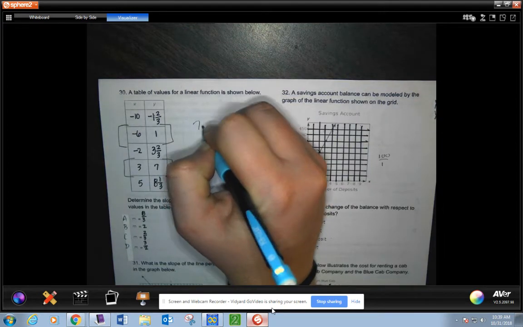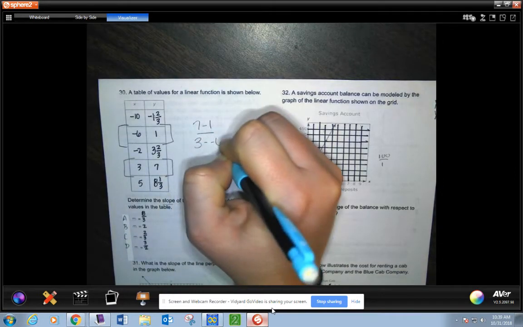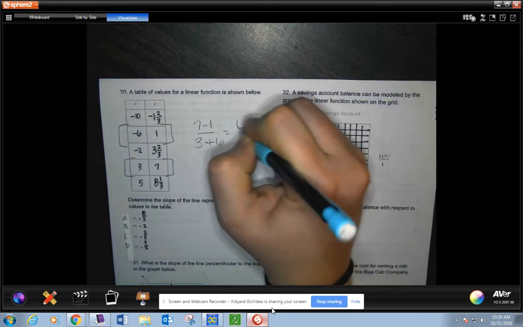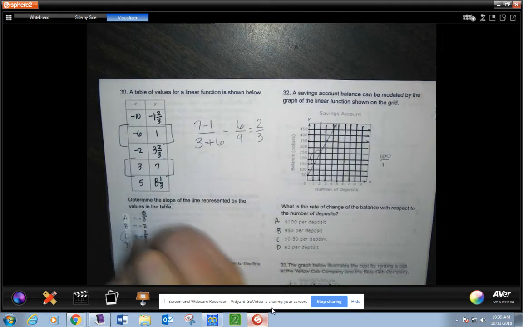So we'd be doing 7 minus 1, those are your y's, over 3 minus -6, which are your x's. I would change my double negative, and that gives me 6 over 9, which simplifies to 2/3, and that makes my answer C.